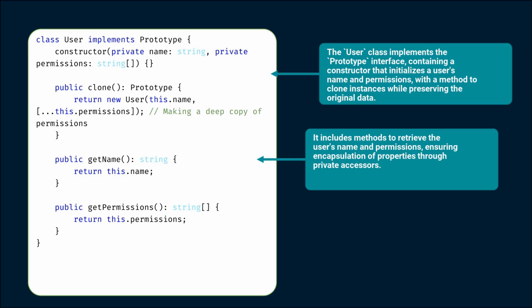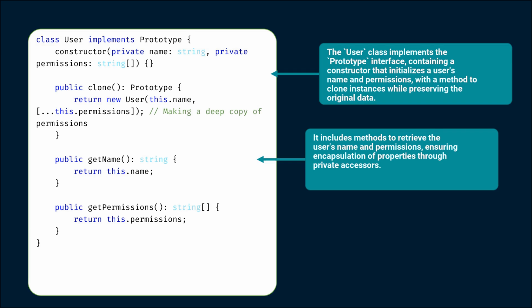Next, we'll take a closer look at the clone method, which plays a crucial role in maintaining object integrity during the copying process. By using the spread operator, we ensure that the permissions array is copied. This means that when a user is cloned, any modifications to the permissions of one instance won't inadvertently impact another. This is vital in scenarios where users may have differing permission settings that must remain independent.